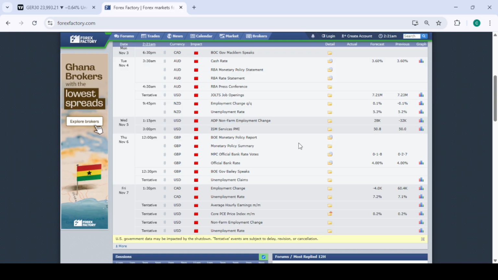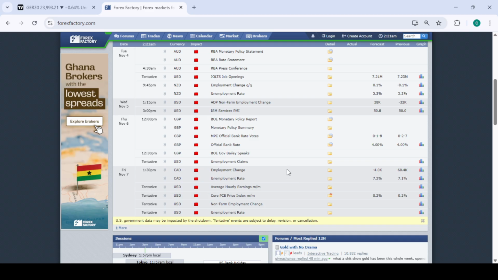On Thursday we are going to have the Bank of England's monetary policy report and monetary policy summary for the GBP, or the official bank rate. This is also a very volatile event which we have to look out for if you are holding any GBP pair or trading anything GBP. We also have unemployment claims, but it's also tentative because of the US government shutdown.